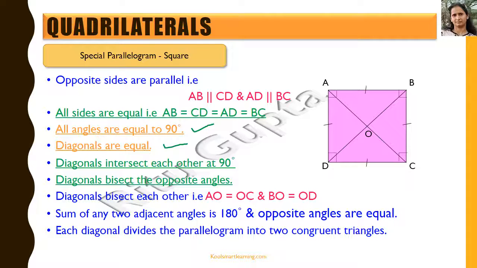So these two conditions in yellow and underlined, these are the conditions which are special conditions for square, and the conditions which are in green and underlined, these are the conditions which are same as the conditions of rhombus, and the other conditions are all the conditions of the standard parallelograms.